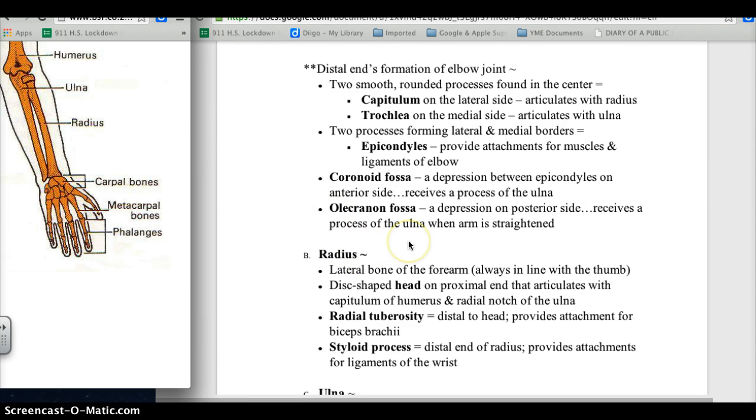Then we've got some fossae, which means they're the depressions. So if you take a look at the very distal end of your humerus, you want to be able to identify the names of the processes and also the fossae, because that's where you're going to find the articulation with your radius and ulna in the lower arm.